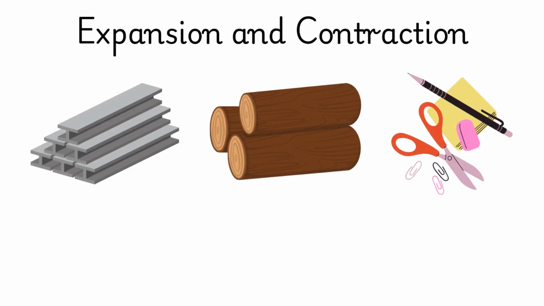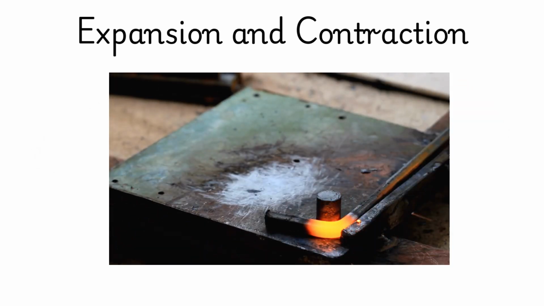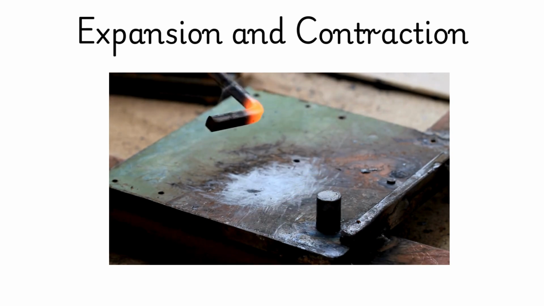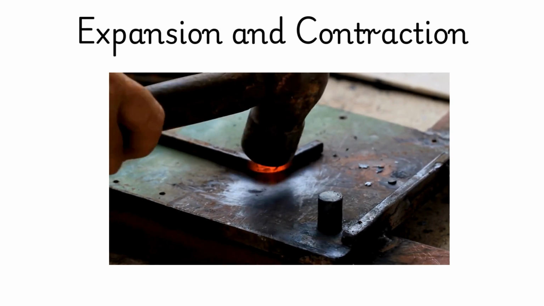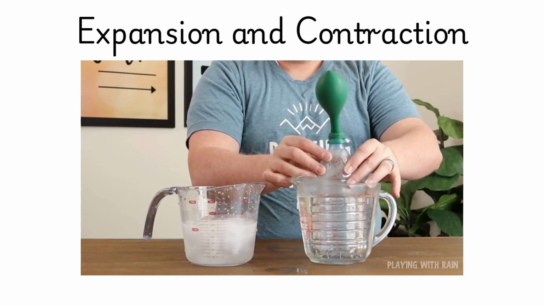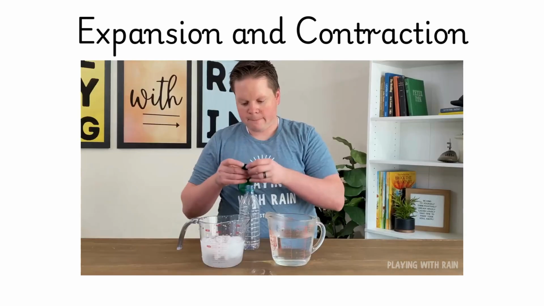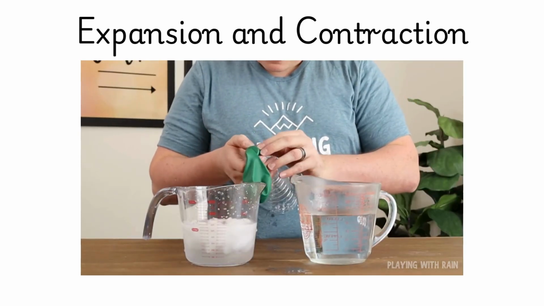Now, let's talk about how materials behave when they get hot or cold. Ever noticed how metal expands when it's heated? That's because the particles in the metal get excited and spread out, taking up more space. On the other hand, when things cool down, they contract. They shrink back into a smaller space. It's the same with a balloon, it shrinks when you put it in the freezer.